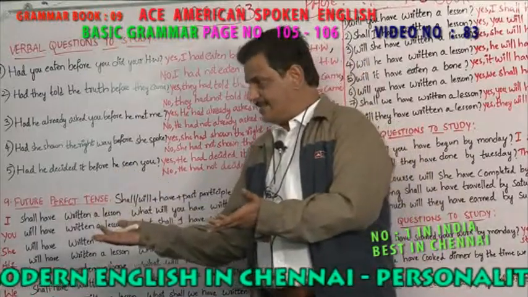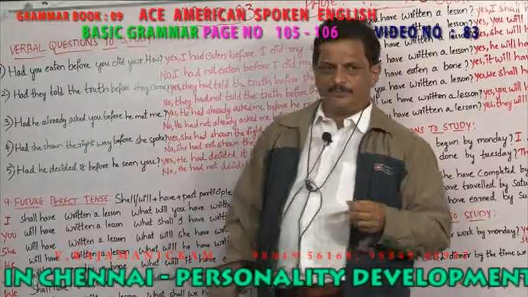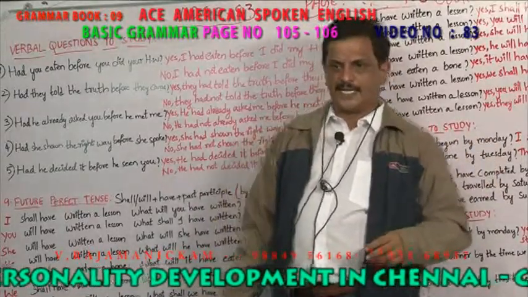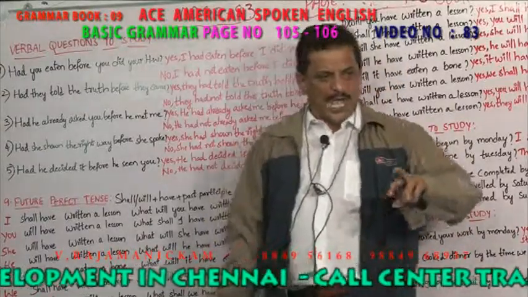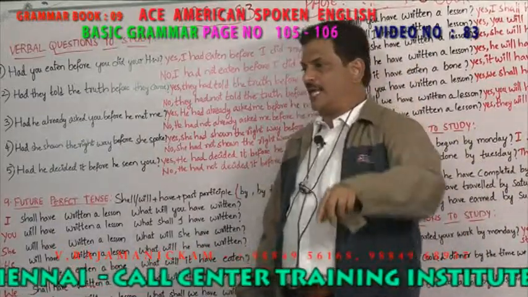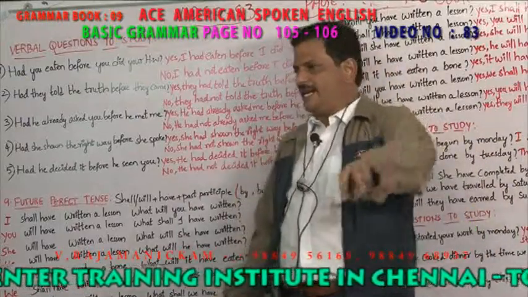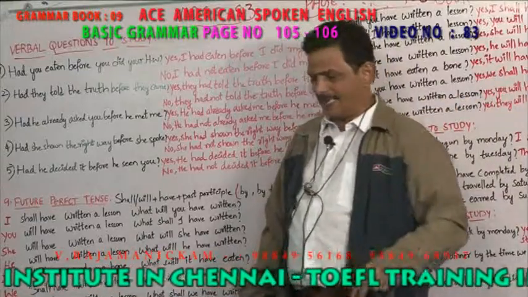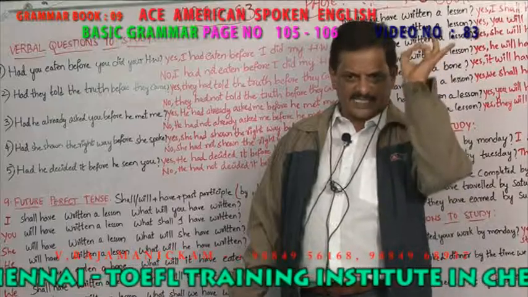Okay, you did your 10th standard. You finished your 12th standard. You finished your 10th standard. Then after that, you finished your 12th standard. Which did you do first? 10th or 12th? I had completed my 10th, and I finished my 12th. So, had completed is used to mention the first action.